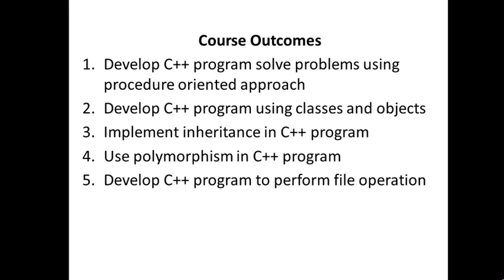Here are the course outcomes of this subject. First of all, I will tell you the course outcomes. Now what are the course outcomes? There are 5 course outcomes given here. After completion of the course, that is Object Oriented Programming using C++, you must be able to do all these things.